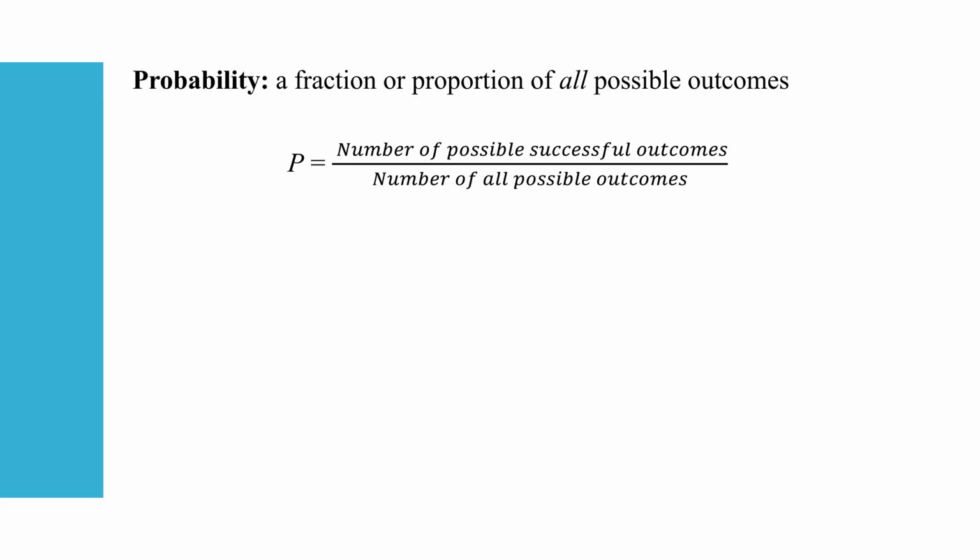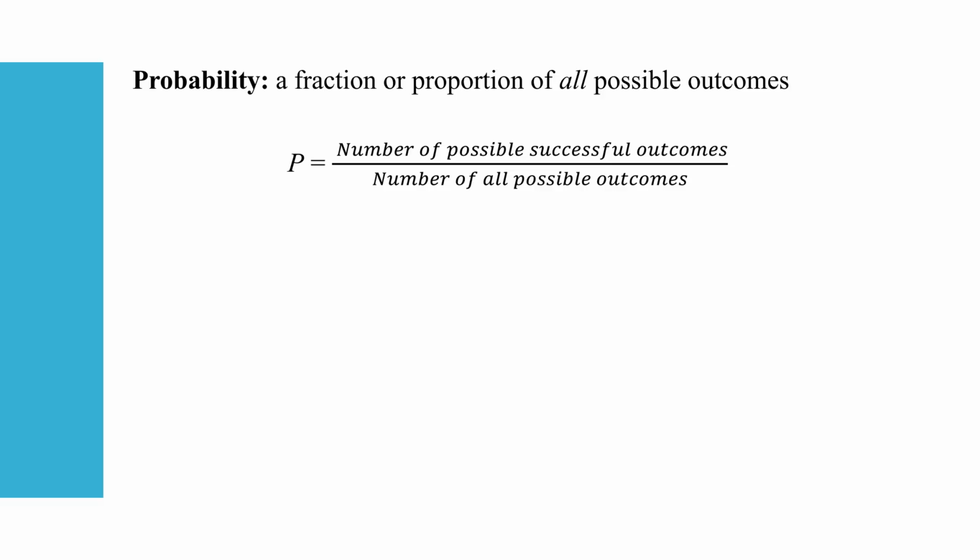When we're talking about probability, we are referring to a fraction or proportion of all possible outcomes. And this can be notated as a fraction in which the number of possible successful outcomes, in other words, the outcome of interest, is in the numerator and the number of all possible outcomes is in the denominator.